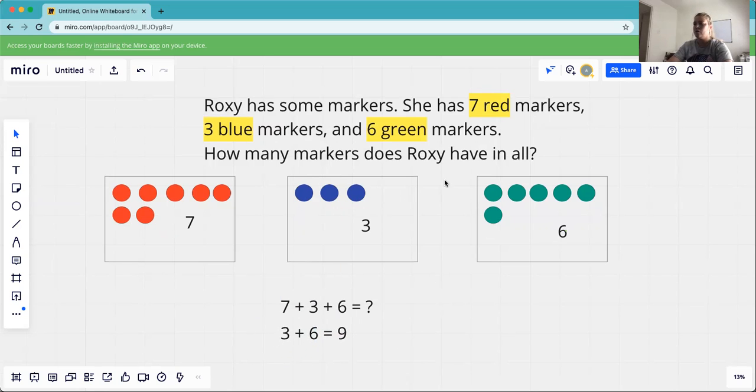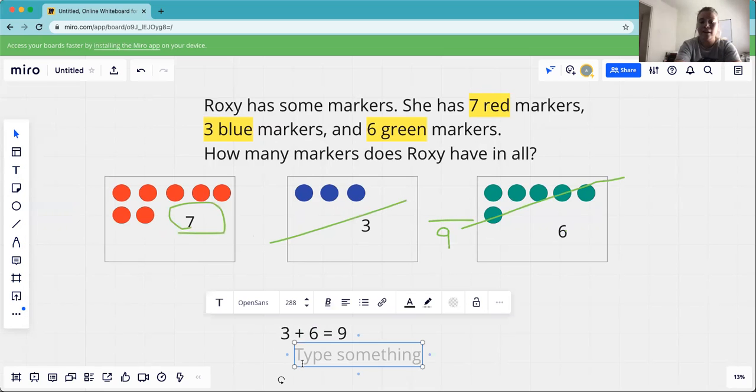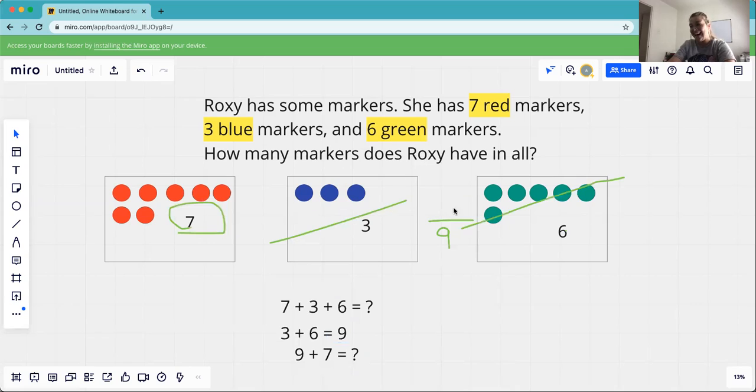All right. So now I did 3 and 6, which together they equaled 9. So now I need to add my last number that I have, which is 7. So 9 plus 7 equals what? So I'm going to start. 9, 10, 11, 12, 13, 14, 15, 16.